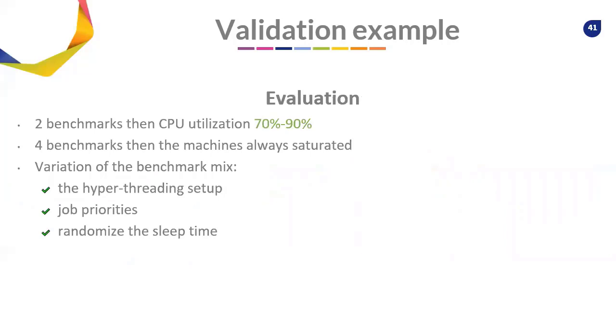When running 2 benchmarks together, the CPU utilization is typically around 70 to 90% on machines with 8 to 16 logical cores. With 4 benchmarks, the machines were always saturated near 100% utilization. We also varied the benchmark mix, the hyper-threading setup, the job priorities, and randomized the sleep time in between successive runs of the benchmarks.